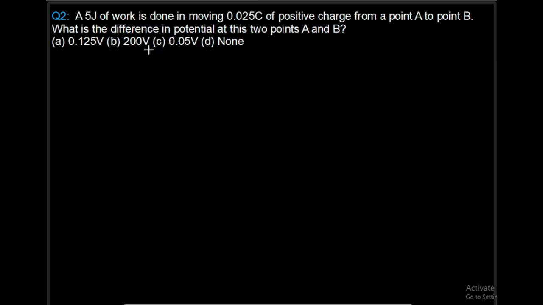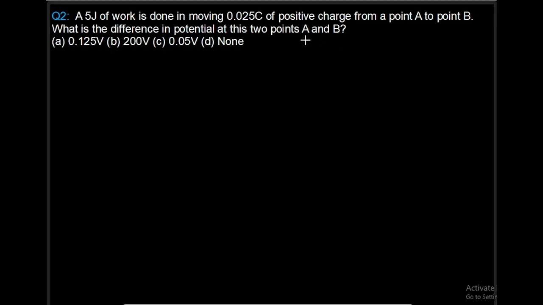Now the next question here says a 5 joules of work is done in moving 0.025 coulomb of positive charge from a point A to point B. What is the difference in potential at these points A and B? Do not forget, I said electric potential and electric potential difference, they are similar. When you talk about electric potential, you're looking at work done from infinity to a particular point in an electric field. Electric potential difference is work done between any 2 points in an electric field. They are similar and they have the same formula for solving them.